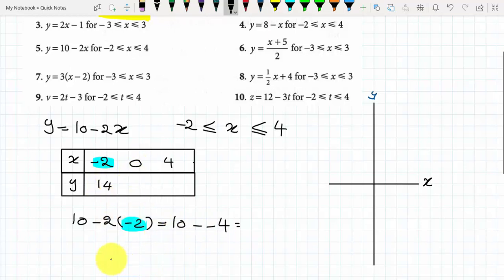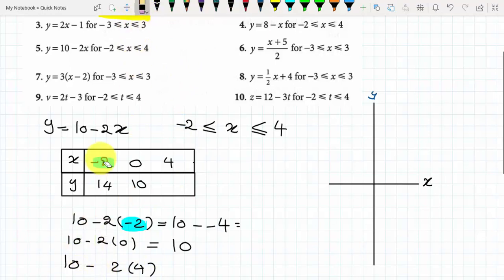If we put 0 in place of x, we will have 10 minus 2 times 0. 2 times 0 is 0. 10 minus 0 is 10. And if we put 4 in place of x, we will have 10 minus 2 times 4. 2 times 4 is 8. 10 minus 8 is equal to 2.